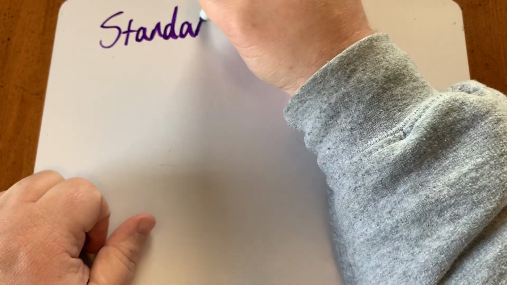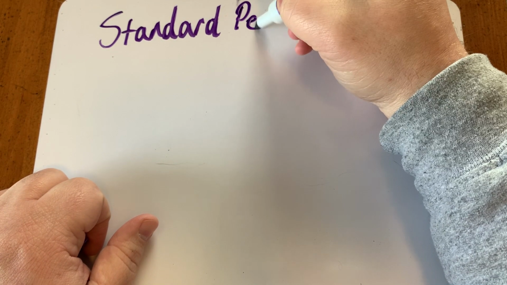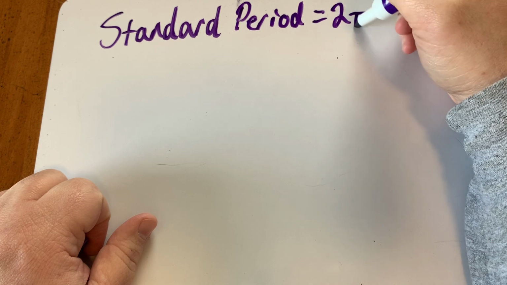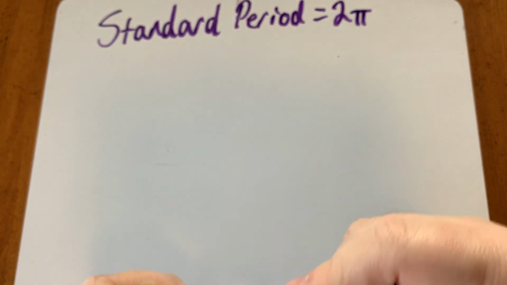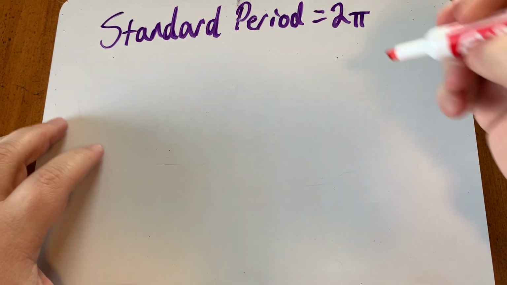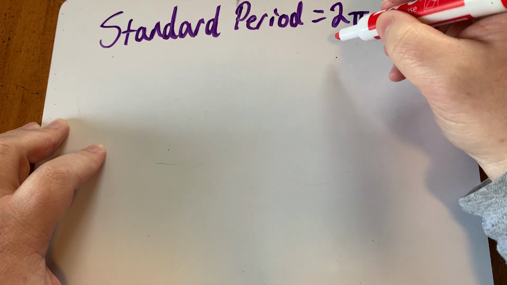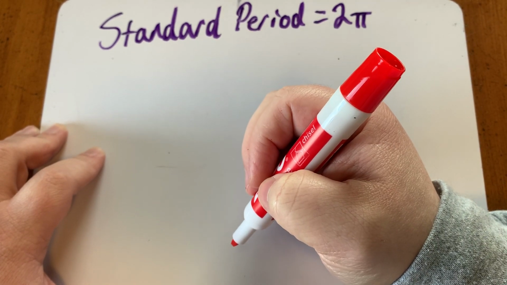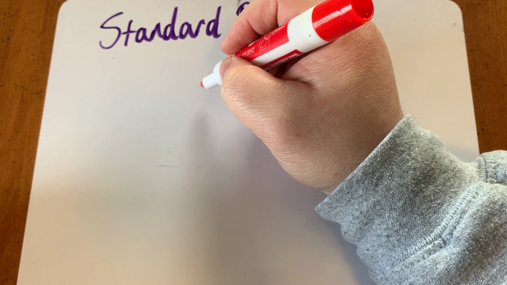So our standard period is 2 pi. That's how long it takes for a normal sine or cosine function to repeat itself. But it sometimes is not that. The way to change that, the only way to change that, is with a horizontal stretch or shrink, a horizontal dilation.